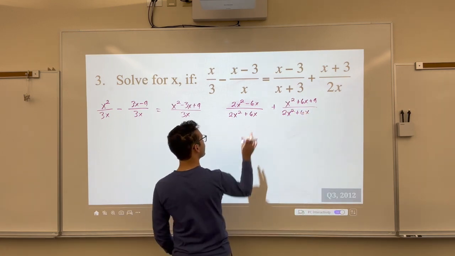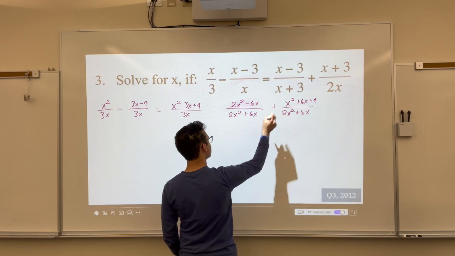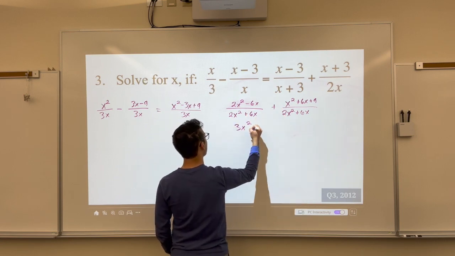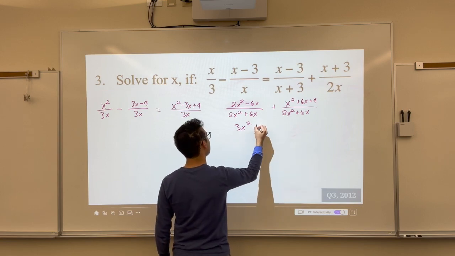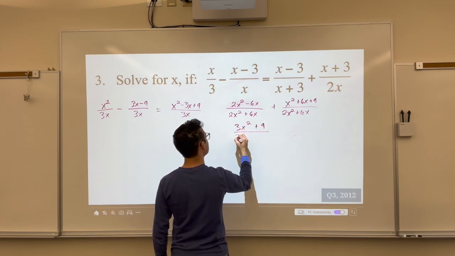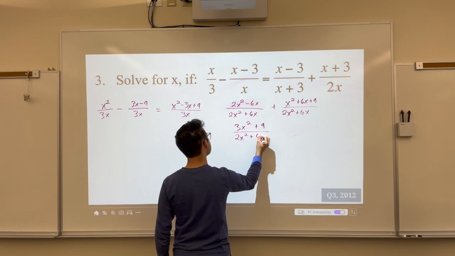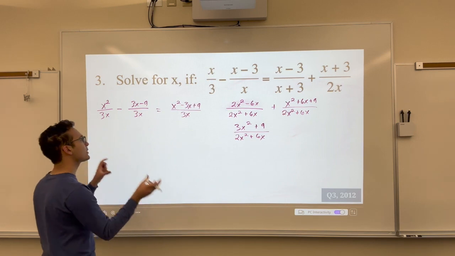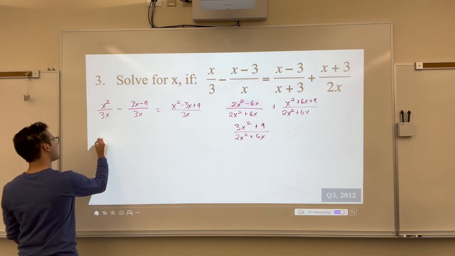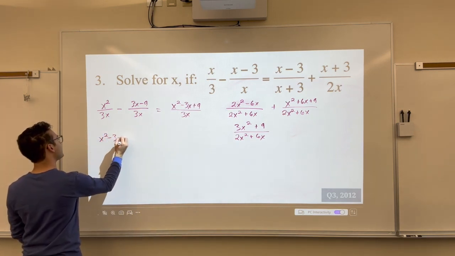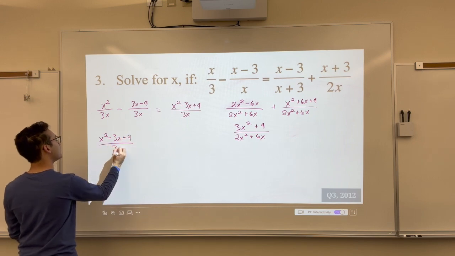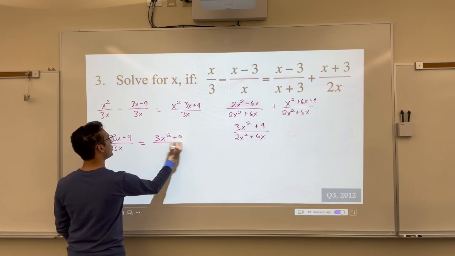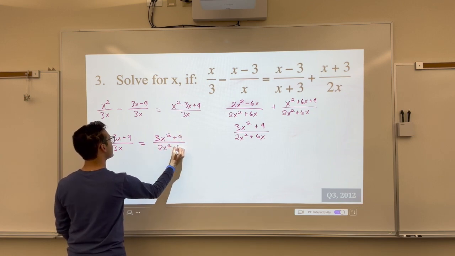And so when we add these fractions together, we get 2x squared plus x squared, which is 3x squared. The negative 6x and the positive 6x cancel out. Then we have a plus 9, and then we're dividing that by 2x squared plus 6x. Now that we found common denominators on the left and the right side, let's go ahead and rewrite our equality as x squared minus 3x plus 9 over 3x equals 3x squared plus 9 over 2x squared plus 6x.